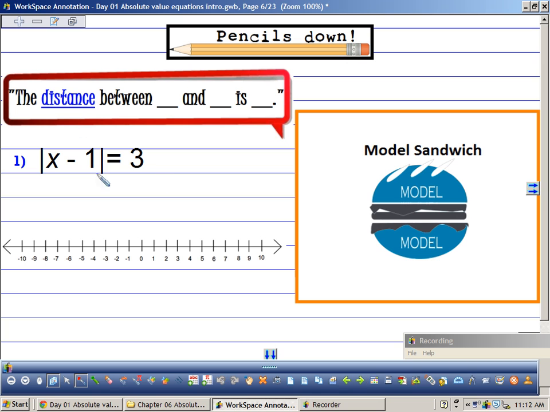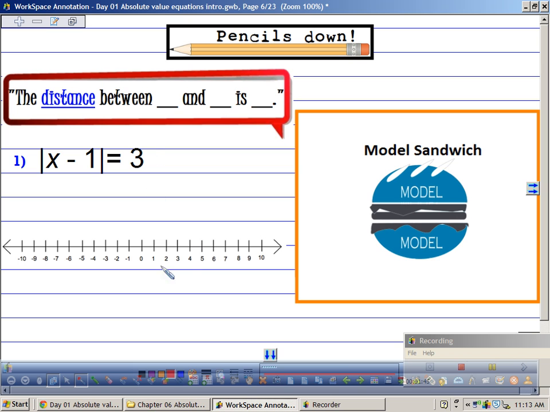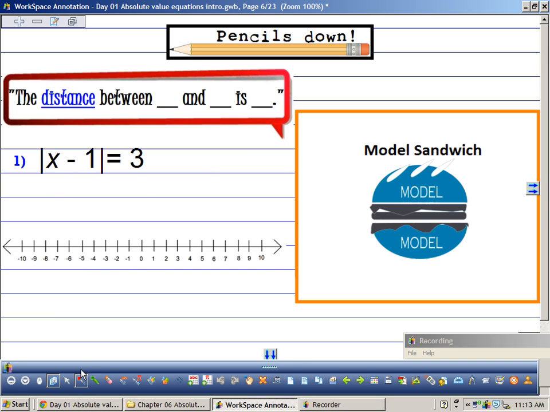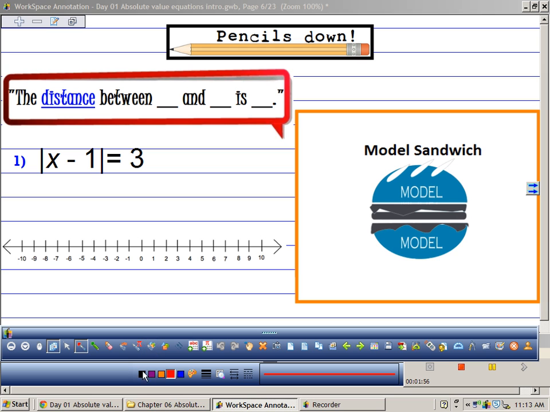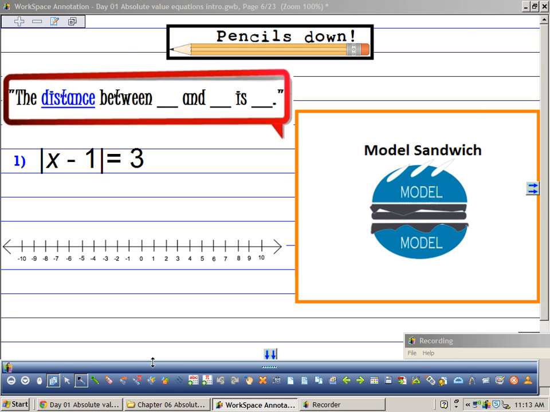Let's keep going. Pencils down. I'll let you take notes after. I need everybody's attention. Perfect. Okay, so this says the distance between blank and blank is, so this is what I want you to do. You're talking about the distance between something and something.